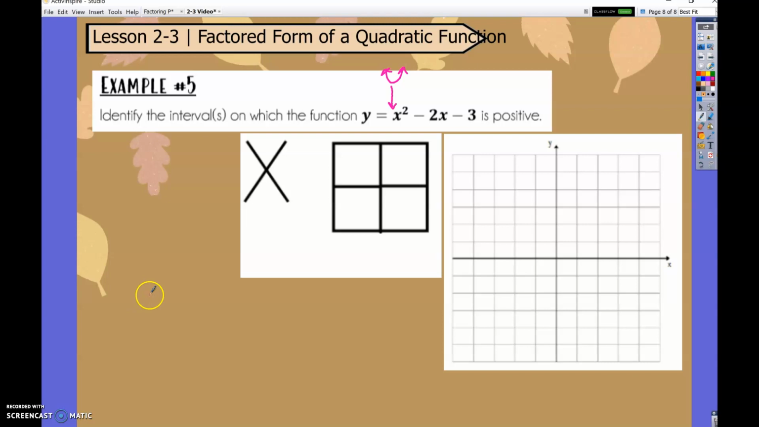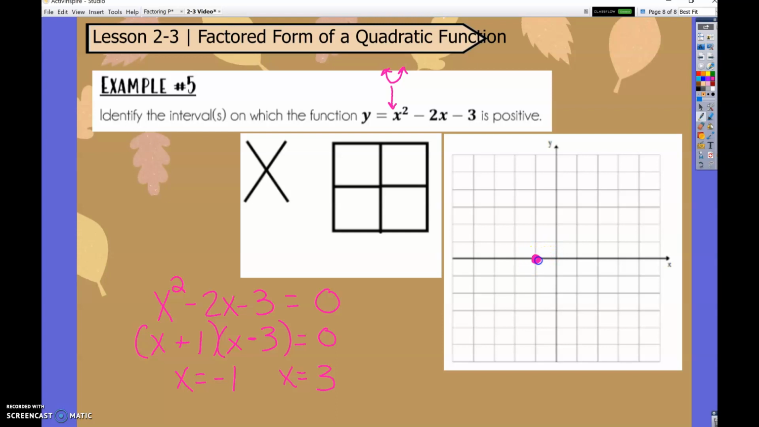So I'm first going to start by finding out when it equals 0 by factoring. And if I write the equation and set it equal to 0, I'm going to factor quickly. X times x is x squared, and 3 times 1 is 3, but if I make this a negative 3 and a positive 1, I'll add to negative 2 when I multiply the middle and the outside terms. So I know my zeros are at negative 1 and positive 3. That's where this parabola would cross the x-axis.